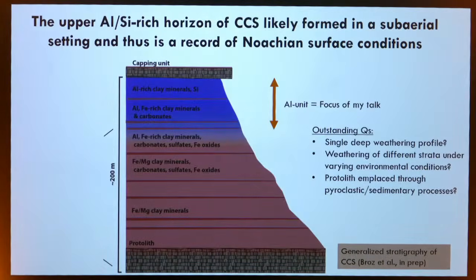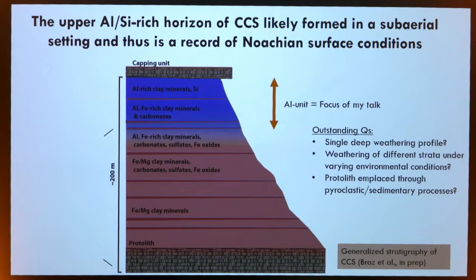And here's a generalized stratigraphy of a compositional clay stratigraphy. It's found sort of all over Mars. Here's a really generalized version, but it's this upper aluminum unit that's the focus of my talk. And that's because these aluminum phases record intense aqueous alteration. There's plenty of outstanding questions. For example, are these really one single deep weathering profile?